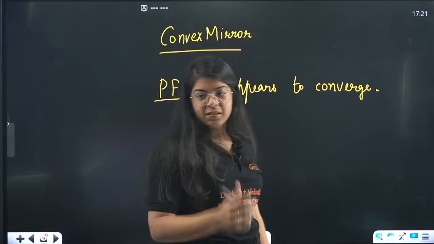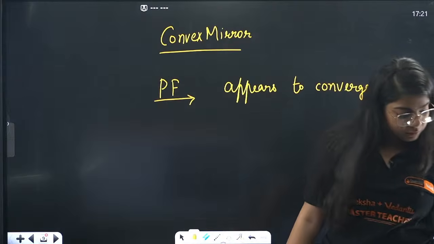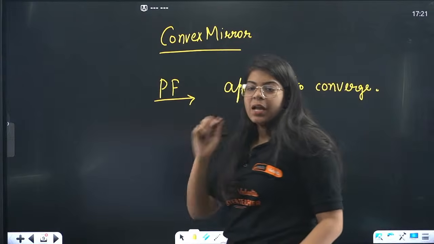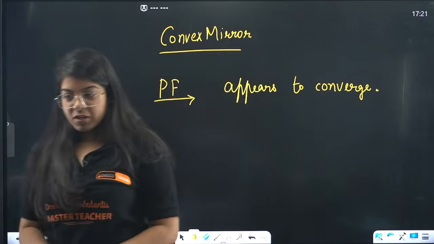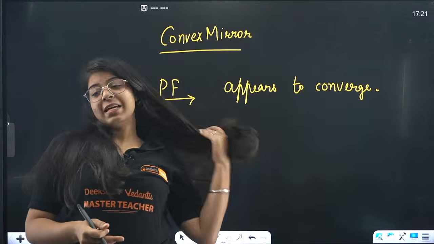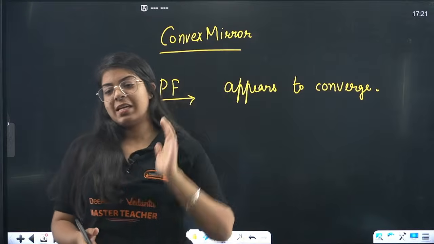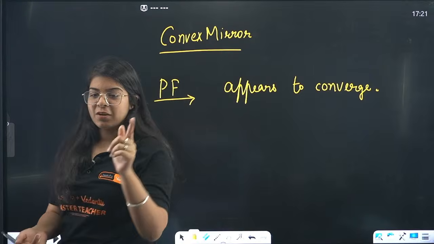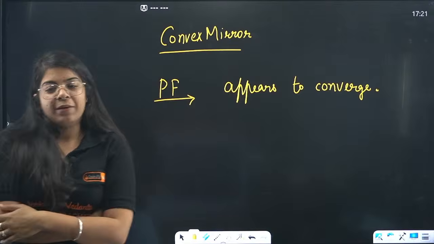That's the difference. Okay. Ma'am, concave mirror is called converging mirror and convex mirror is diverging mirror, and concave lens is diverging and convex lens is converging. Yes, yes. Very good.